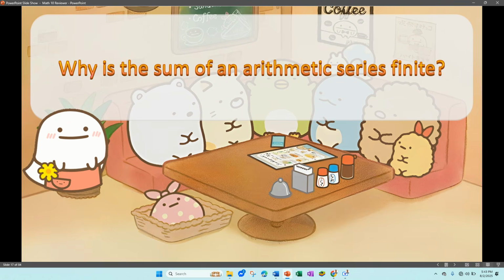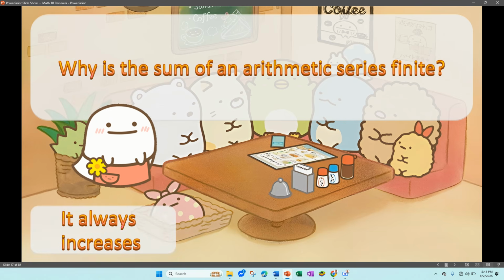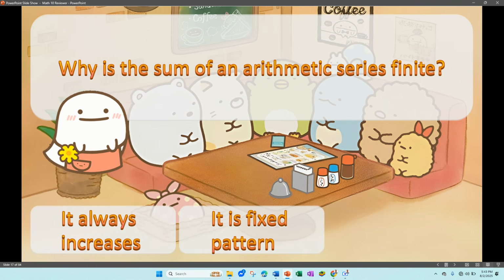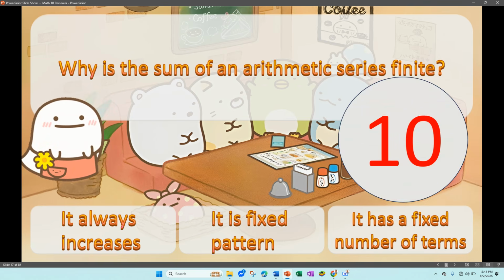Why is the sum of an arithmetic series finite? It always increases. It is fixed pattern. It has a fixed number of terms. 10 seconds.